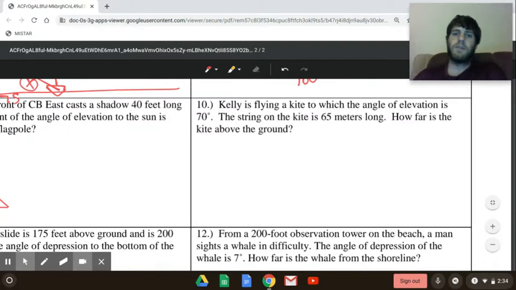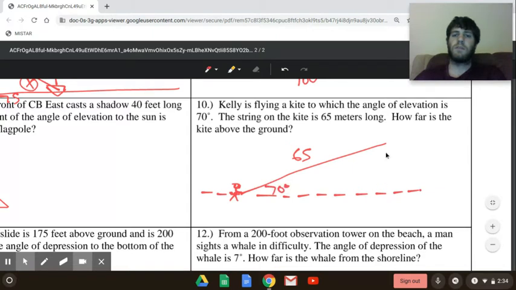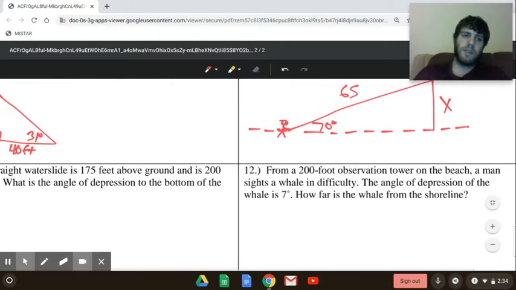All right, Kelly is flying a kite to which the angle of elevation is 70 degrees. So we're going to assume Kelly's eyes are on the ground. So the string is 65 meters long. Okay, angle of elevation is 70 degrees. Okay, and we want to find how far the kite is above the ground. All right, 2 more to look at.